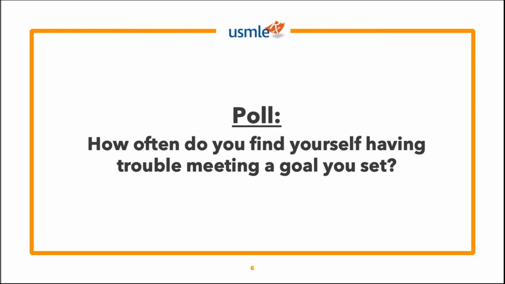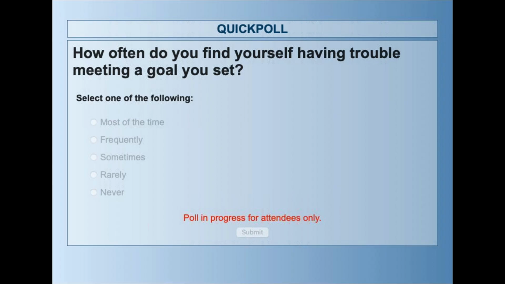And we got a poll. So this is time for some audience participation, everybody. How often do you find yourself having trouble meeting a goal that you set? Turn those clickers on and pick from the following options. Most of the time, frequently, sometimes, rarely, or never.